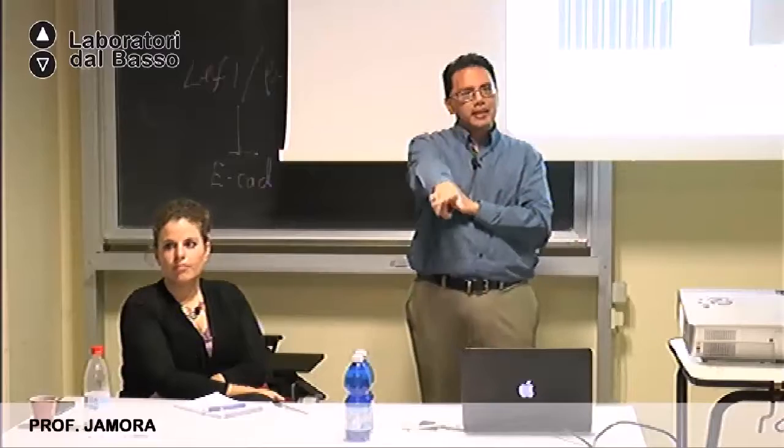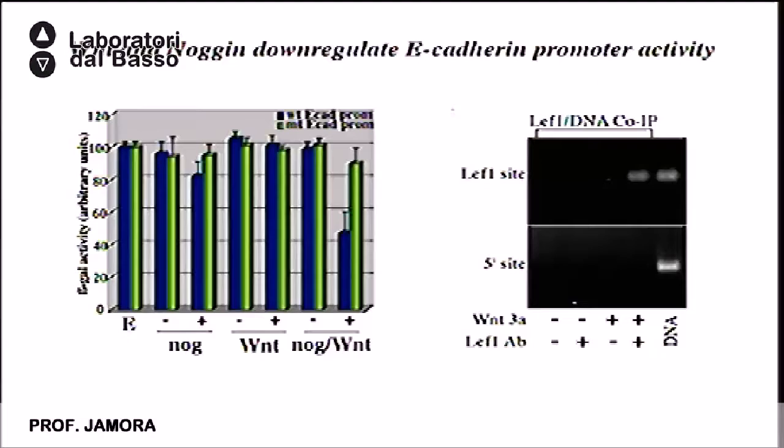Right. So you get an antibody to Lef1, pull it down and see if that piece of DNA, the DNA that you're interested in, also gets immunoprecipitated along with the protein, right? So your protein is bound to the chromatin, and if you pull down the protein, the DNA should also be pulled down. And basically that's what we showed here. When you have WNT3A and Lef1 added, when you use an antibody against Lef1, you can pull down the piece of DNA.